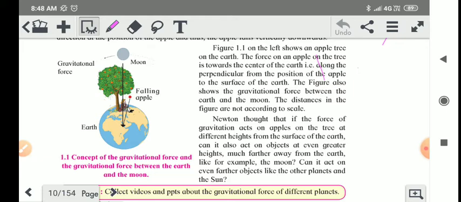So Newton thought that if earth attracts the apple from the apple tree, can it also act on objects which are further away from the earth? For example, suppose there is a moon, there are stars in the sky, there are different planets also. Can that gravitational force attract these objects also which are far away from the earth?